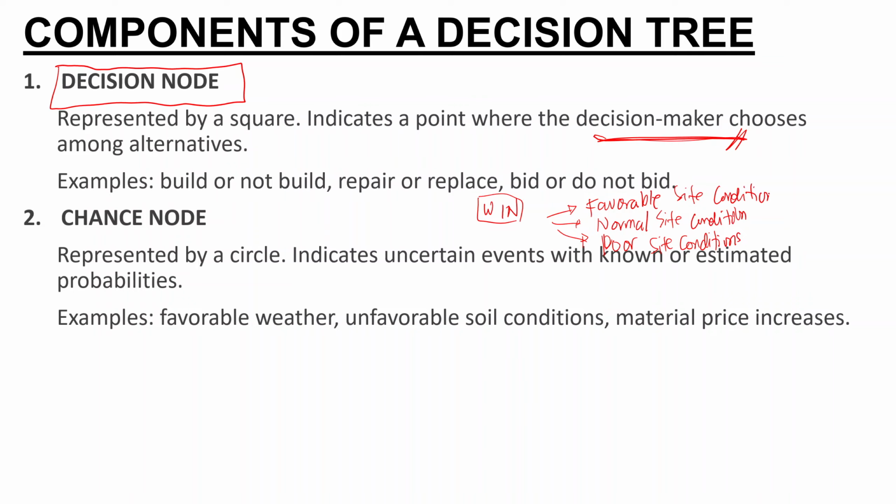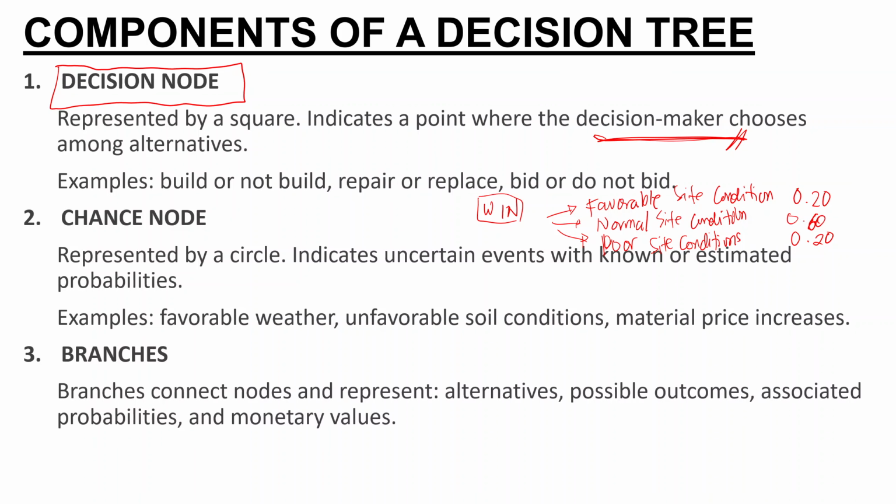In the chance node, we have these uncertain events and we also have their probabilities. For example, favorable site condition at 20% probability, normal site condition at, let's say, 60% probability, and poor site conditions at 20% probability. These are chance nodes. They indicate uncertain events with known or estimated probabilities.